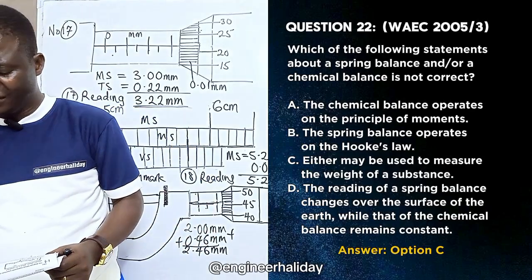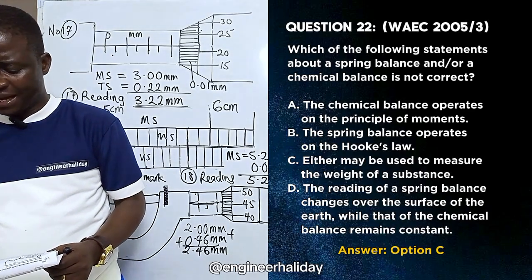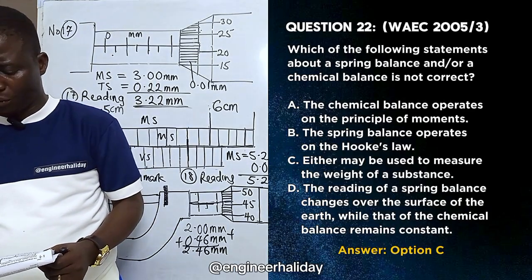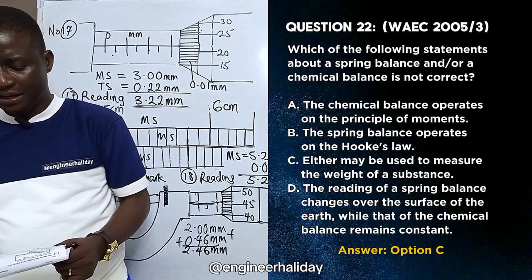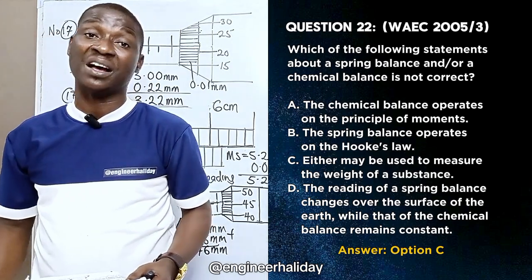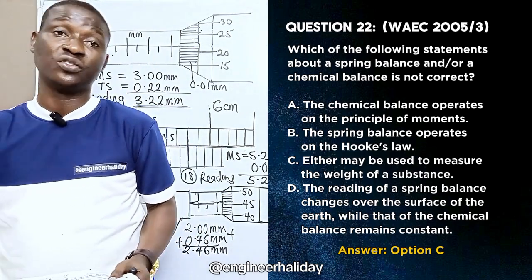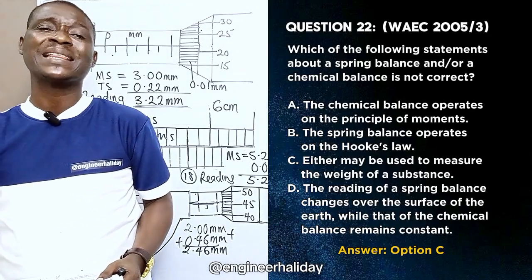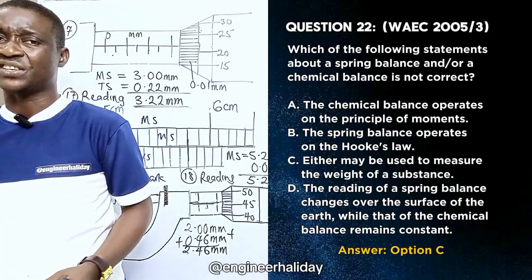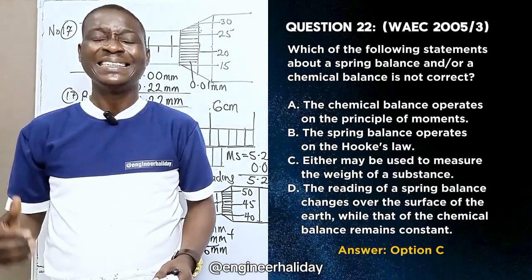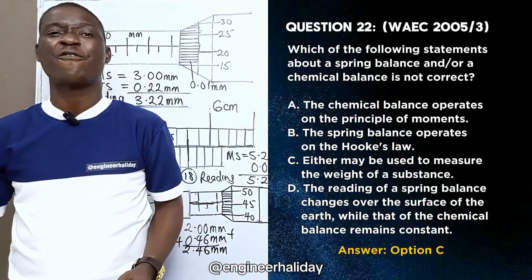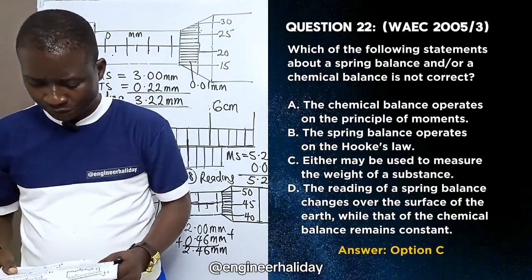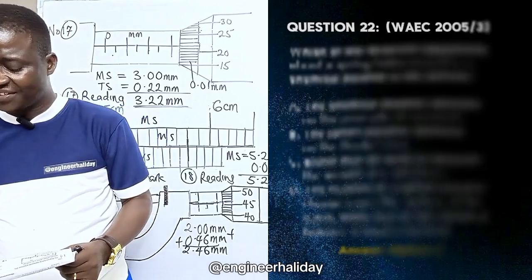The next one says the reading of a spring balance changes over the surface of the earth. Yes, correct. Why does the chemical balance remain constant? Chemical balance is used to measure mass, so it remains constant because the mass of a body is the quantity of matter a body contains, and matter is anything that has mass and occupies space. So matter is a constant fundamental quantity. So the answer is C for that one.